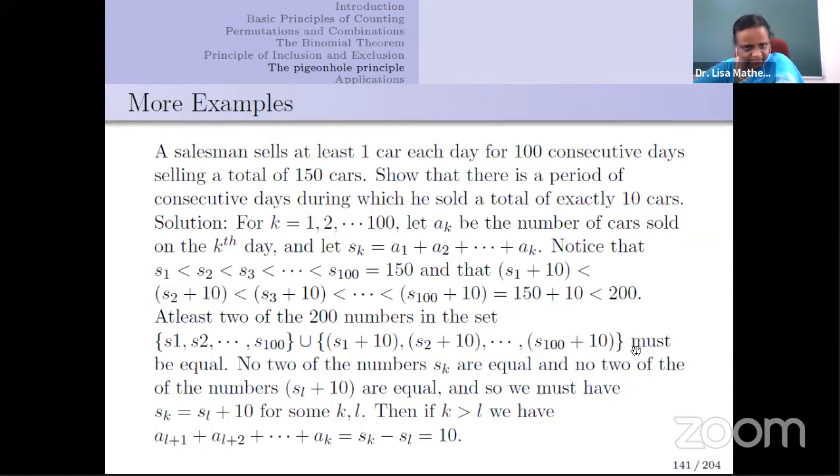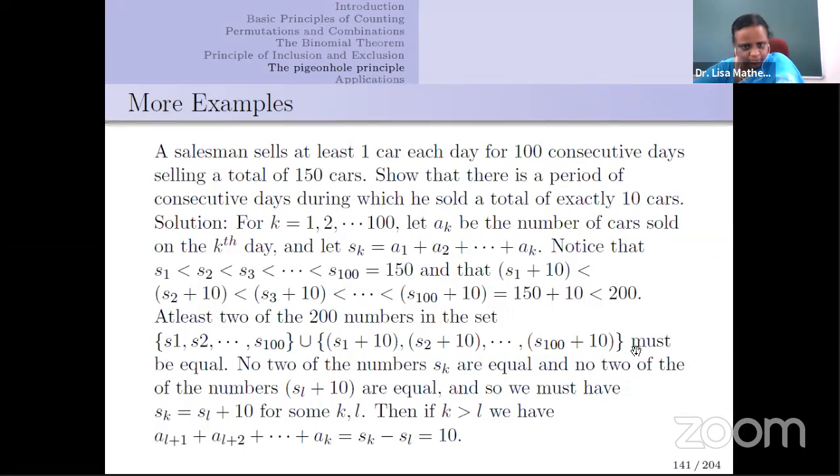Okay, and in total he's sold only 150 cars. So S100 is 150. That I know. Now, from S1 to S100, I have 100 numbers lying between 1 and 150. Now I'm just going to take another set of 100 integers. That is, I'm going to take S1 plus 10, S2 plus 10, S3 plus 10, up to S100 plus 10. Now S100 is, I know, 150. So S100 plus 10 is 150 plus 10, which is definitely less than 200.